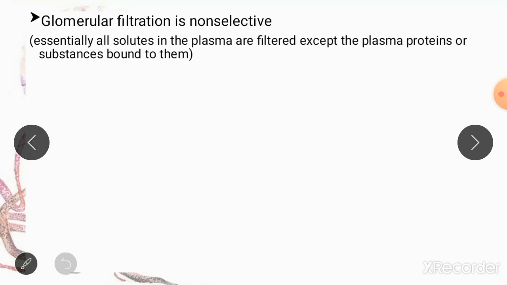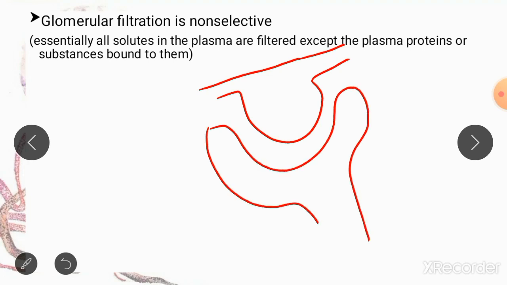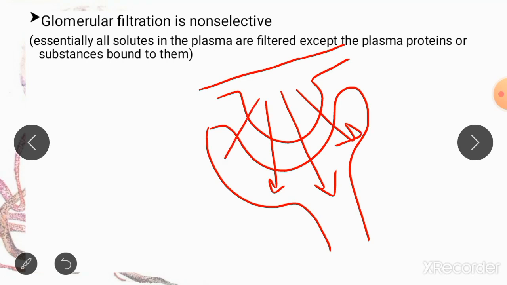So as you already know, glomerular filtration is non-selective. What does this mean? This means that all the blood which is coming to the glomerulus is filtered, and all of the substances which are present in the blood are filtered into the Bowman's capsule. Whatever is present in blood will be filtered except your plasma proteins.